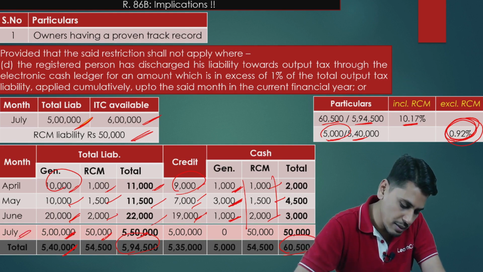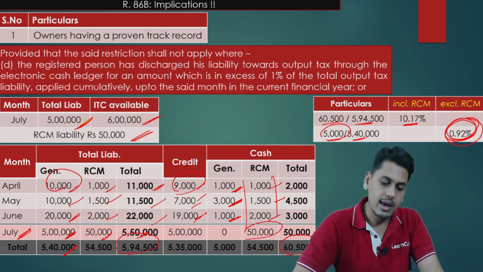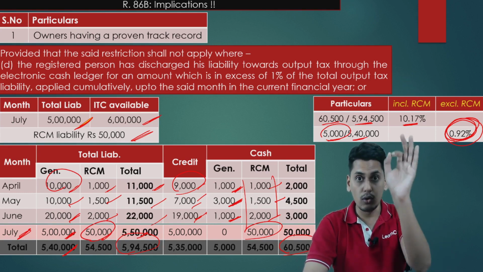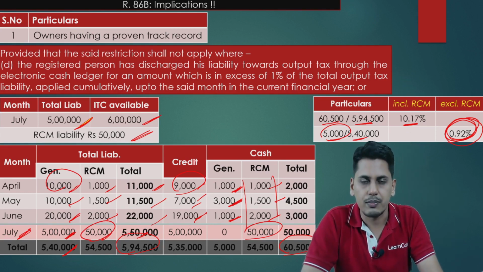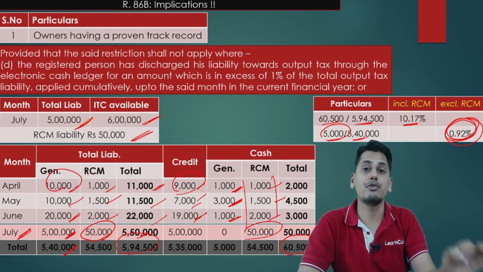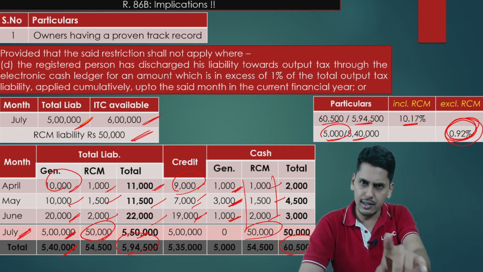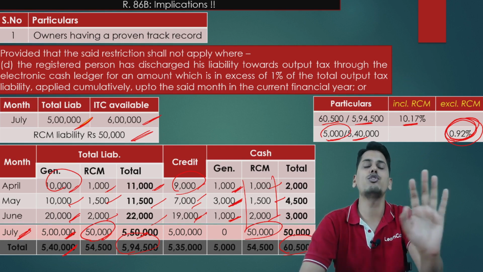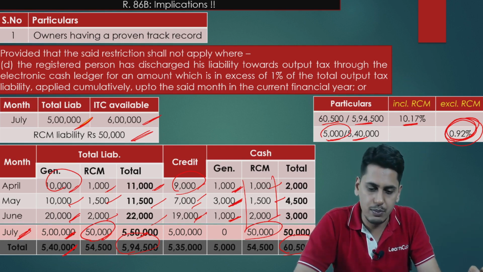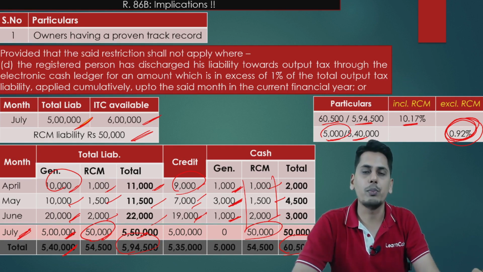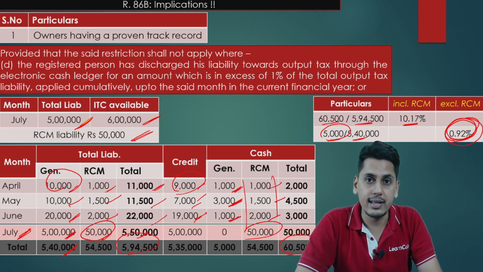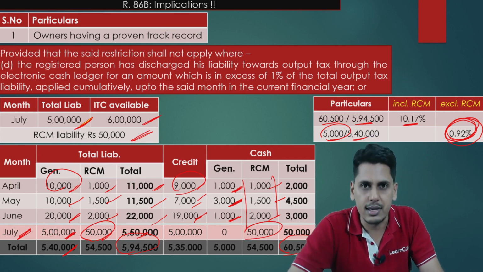However, friends, for the month of July, I also have an RCM liability of 50,000, which of course I have to pay only through the cash ledger. So the total amount I need to pay through cash ledger for this tax period is 50,000 RCM, which I always have to pay from cash ledger only. For the purpose of complying with Rule 86B, 400 I need to pay from my cash ledger. That would be a valid compliance of Rule 86B on a cumulative basis.